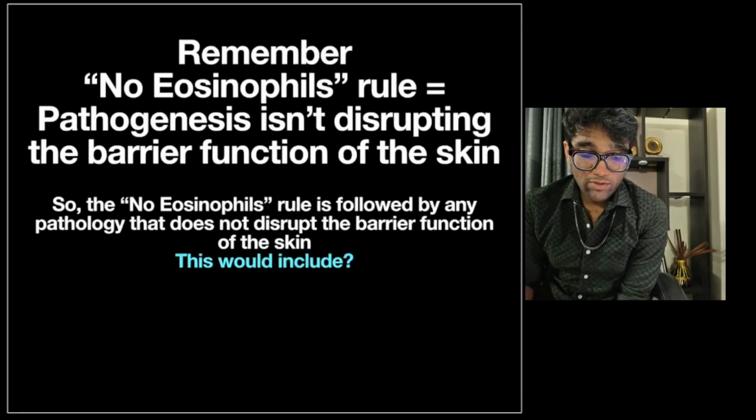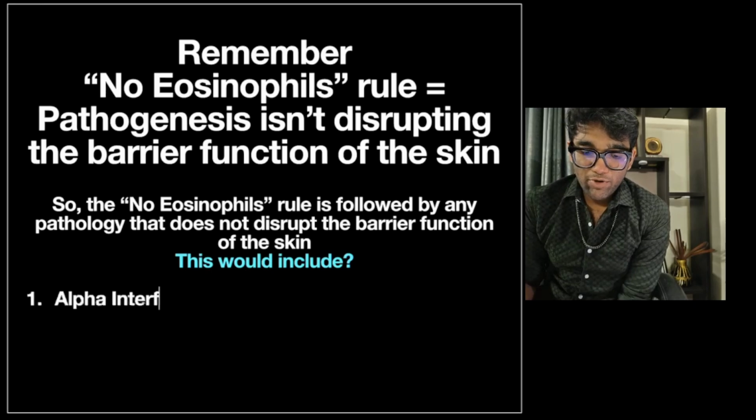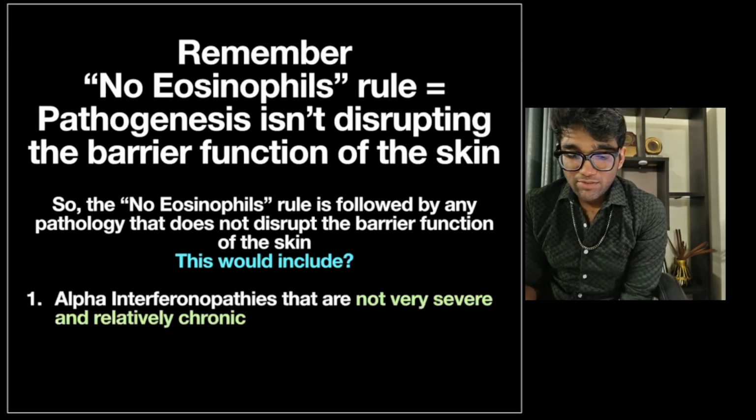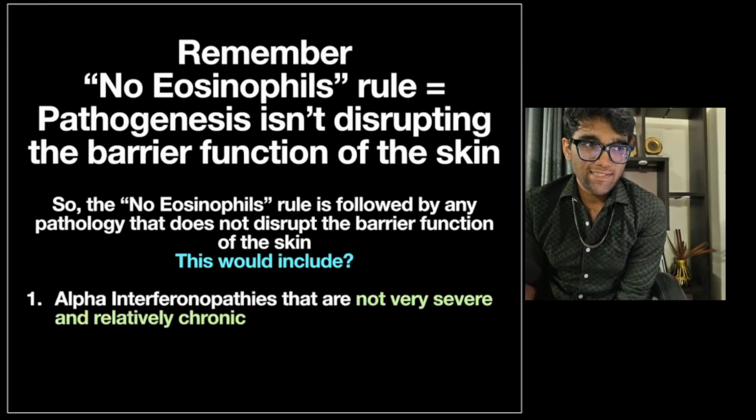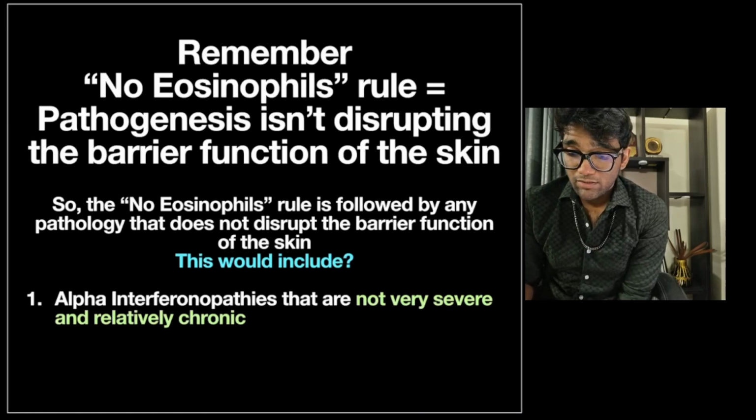Okay, this would include the following. First and very importantly, the alpha interferonopathies, for example, SLE. But they should not be very severe. If they are too severe, they will cause skin damage, and that skin obviously will then have an impaired barrier function.